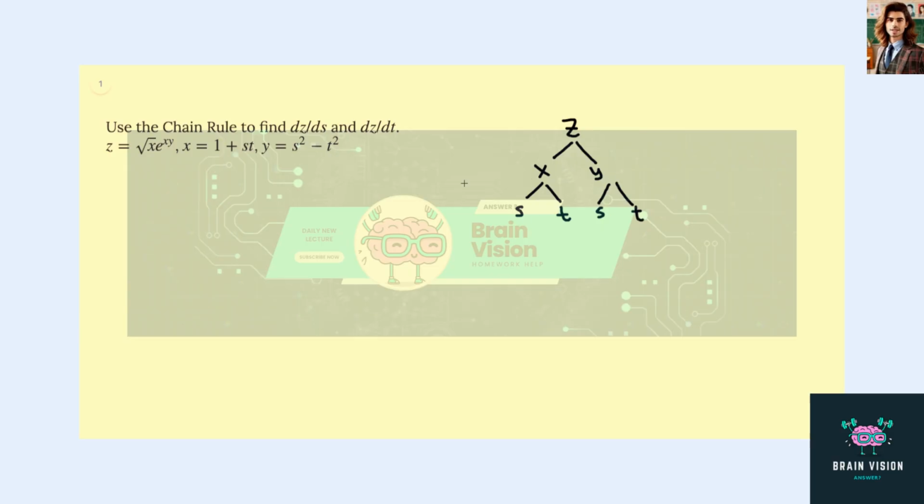So our formula, dz over ds, that's the first one that they want. So this is using the chain rule here. This will be the partial derivative of z with respect to x, and then the partial derivative of x with respect to s. And then similarly for the derivative with respect to y, and add these together. It's a ds at the end.